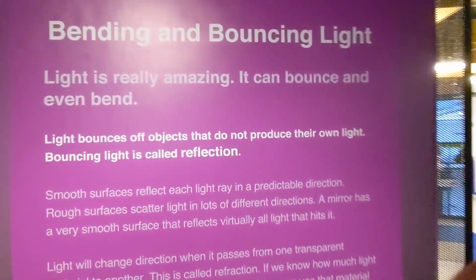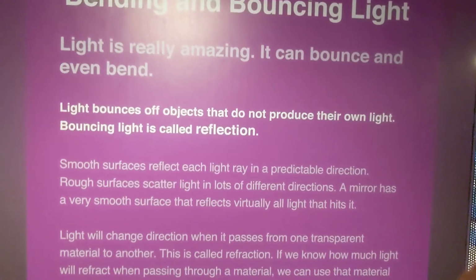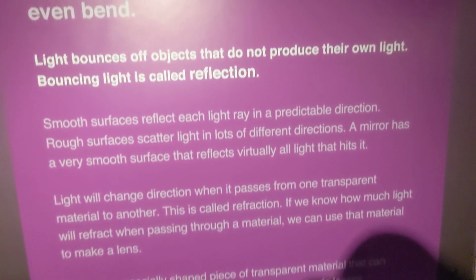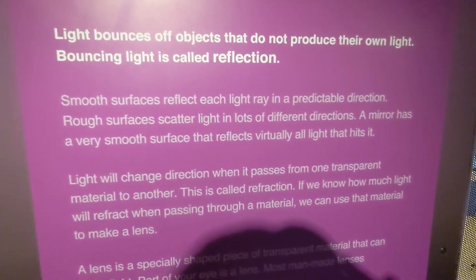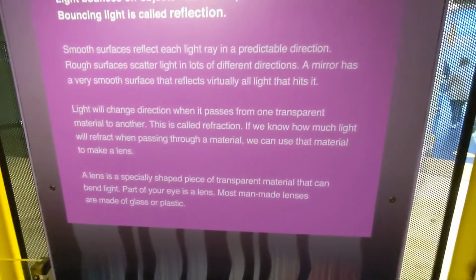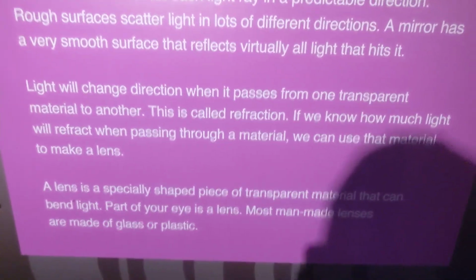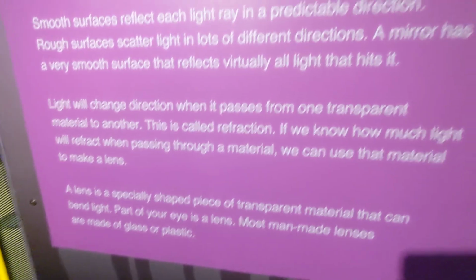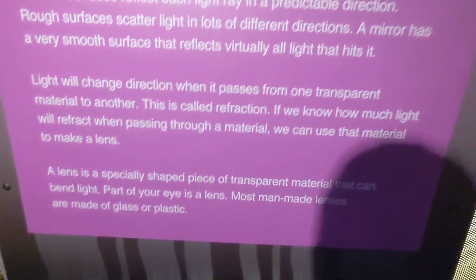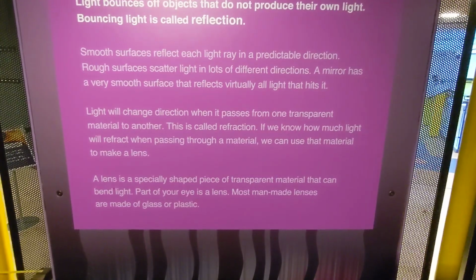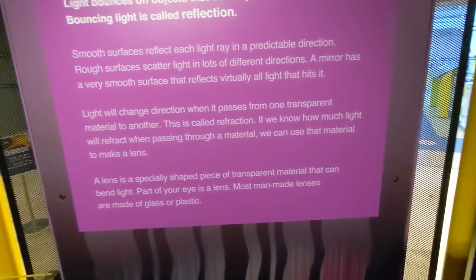So, light can bounce and even bend. Light bounces off objects that do not produce their own light. Bouncing light is called reflection. Smooth surfaces reflect each light ray in a predictable direction. Rough surfaces scatter light in lots of different directions. The mirror has a very smooth surface that reflects virtually all light that hits it.